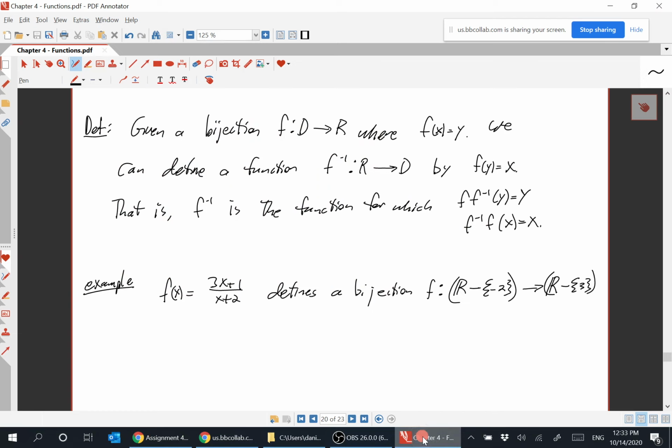So, anyway, back to here. This here, we showed that it's injective and we showed it's surjective. So it's a bijection. We showed that already. Okay.